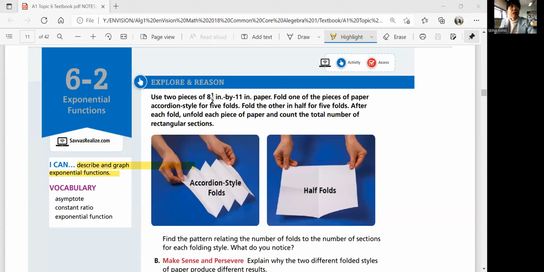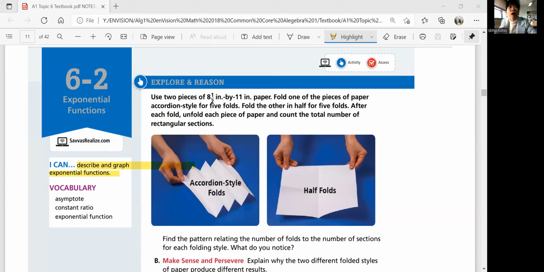Hi guys, this is Algebra I, lesson 6-2, exponential functions. In this lesson, we'll be able to describe and graph exponential functions. So the key vocabularies that you need is asymptote, constant ratio, and exponential function. Pay attention to these vocabularies in this lesson.